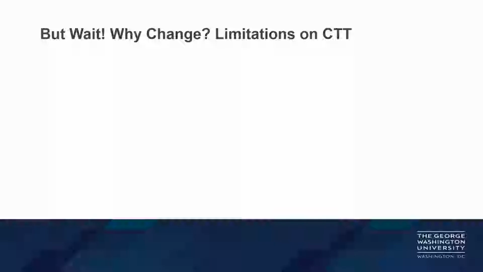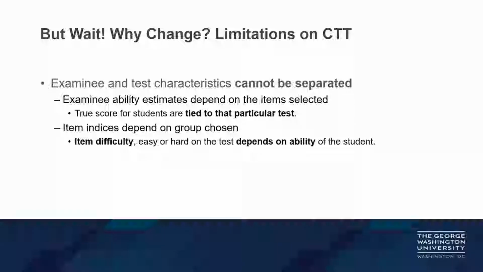Well, classical test theory has a lot of limitations. First, we can talk about the separability of examinees and test characteristics. Examinee ability depends on the items that are selected for our test. As we say, true scores for students are tied to a particular test. And our item indices depend on the people that we chose. So our item difficulty, whether items are easy or hard, depends on the ability of the students.